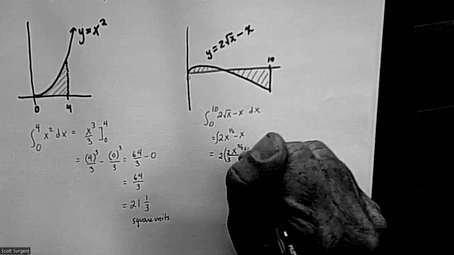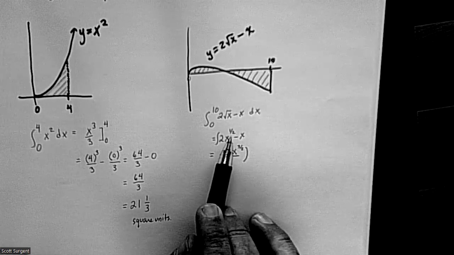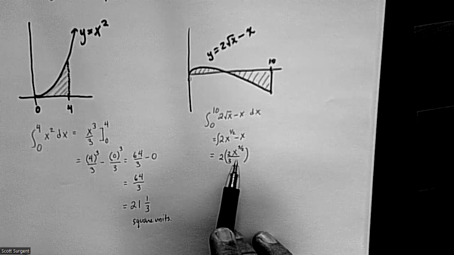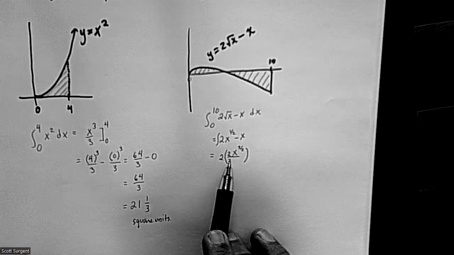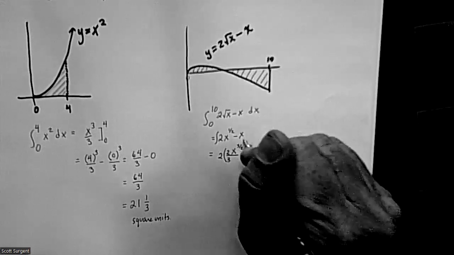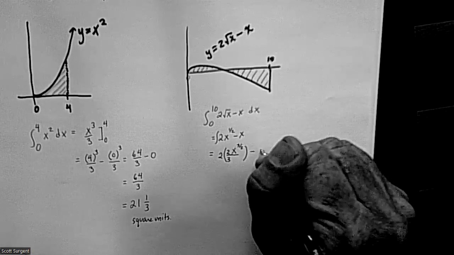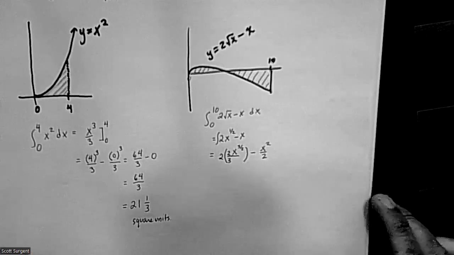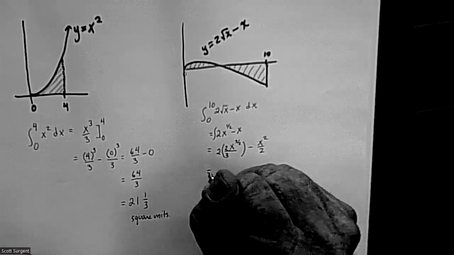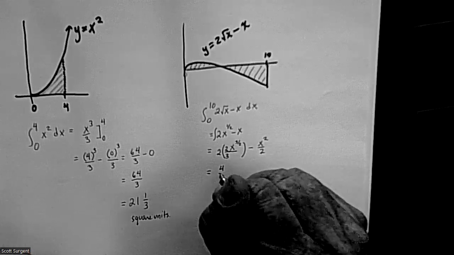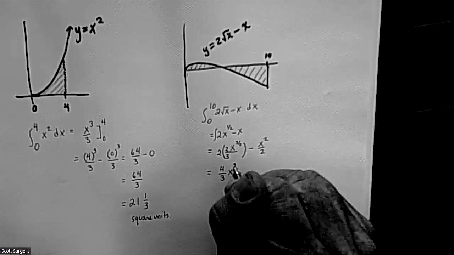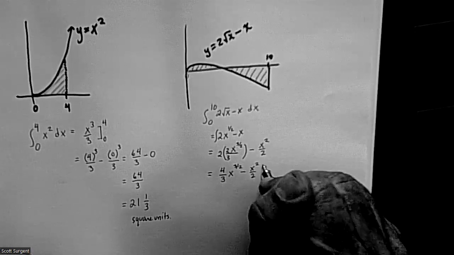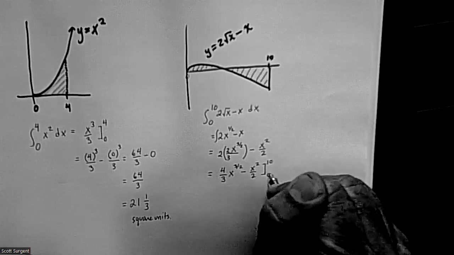Okay, so let me verbalize that again. You add 1 to the power and you get 3/2. When you divide by 3/2, that's the same as multiplying by the reciprocal 2/3. The negative x is just going to be negative x squared over 2. Add 1 to 1, you get 2. Then you divide by that 2. All right, let's clean this up just a tad. It's going to be 4 over 3, x to the 3/2 minus x squared over 2. And I'm going to put the bounds on, 10 and 0.